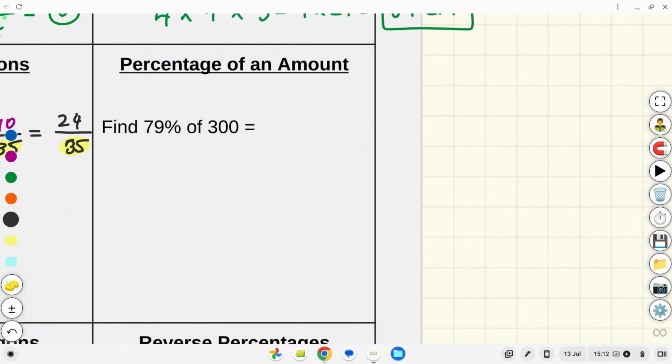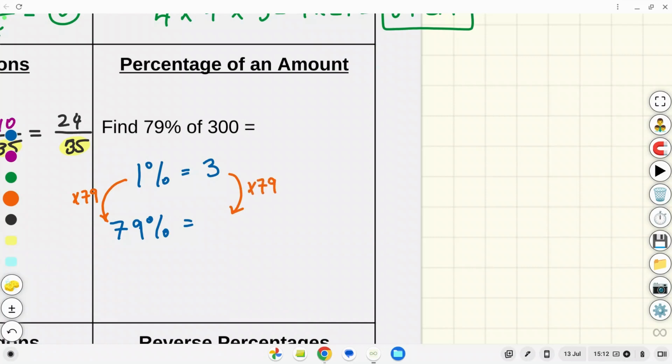Percentage of an amount. There's lots of ways of doing this. We could find 1%. To find 1%, you divide by 100, so we then get 3. And then you could find 79%. So we would times 1% by 79. So 3 times 79 will give us the answer.